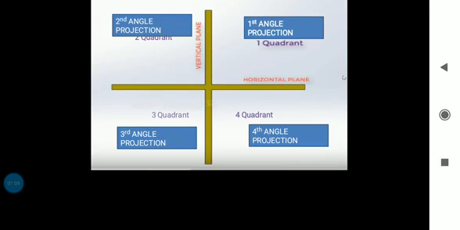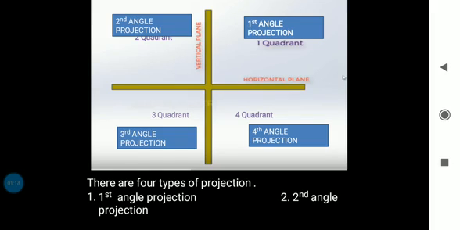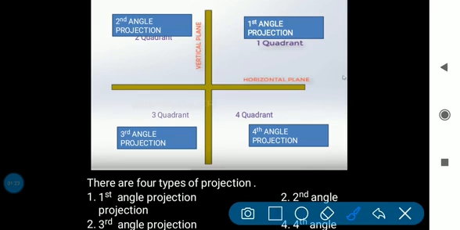So ultimately these two planes make four quadrants, and we get four types of projection: first angle, second angle, third angle, and fourth angle projection. When the object is in the first quadrant, it is called first angle projection. When the object is in the second quadrant, second angle projection. When the object is in the third quadrant, third angle projection, and when the object is in the fourth quadrant, fourth angle projection.